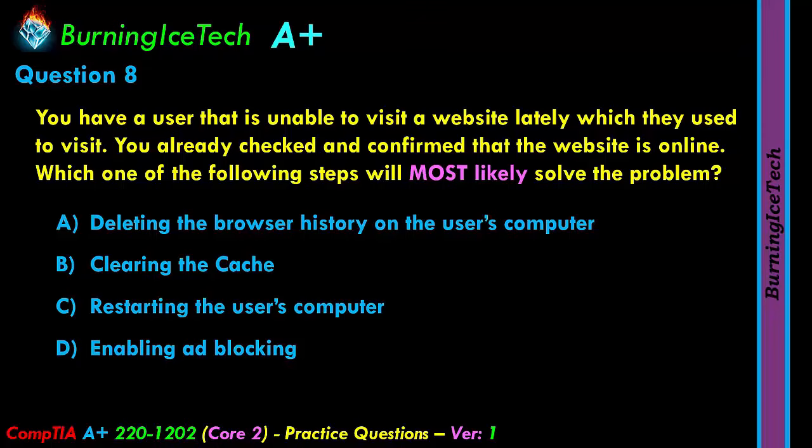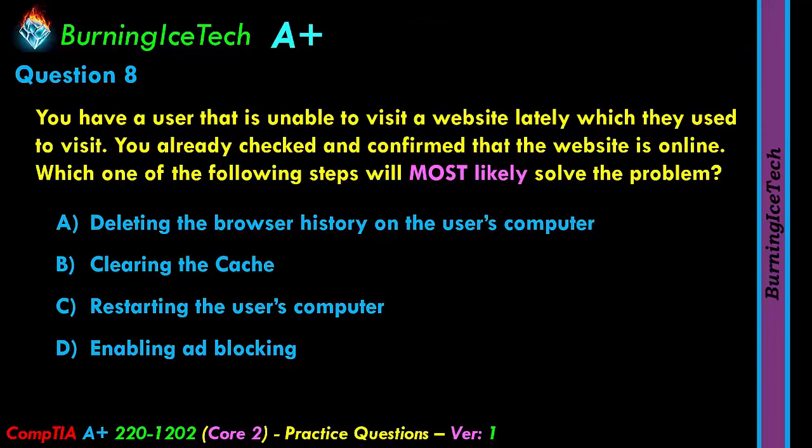Looking at answer C, restarting the user's computer. Now that's a funny joke in IT. We always ask the people, have you tried turning it off and on again? Because it does surprisingly do a lot of things, but it's not going to clear your cache. So it's possible that it might solve the problem, depending on what the problem is, but it's more than likely not going to solve the problem. B is the most likely one to solve the problem. That's why we said most likely. So between B and C, B is a heck of a lot more likely to solve this problem.